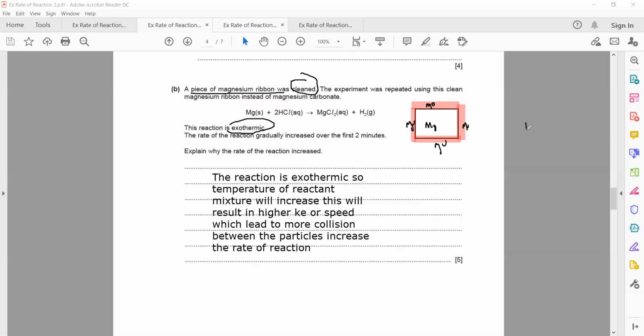Magnesium is a metal and magnesium carbonate is a salt. Magnesium is an element, magnesium carbonate is a compound. When magnesium carbonate reacts with hydrochloric acid, it gives carbon dioxide. But when magnesium reacts with hydrochloric acid, when a metal reacts with acid, it will give hydrogen gas. Is this clear?